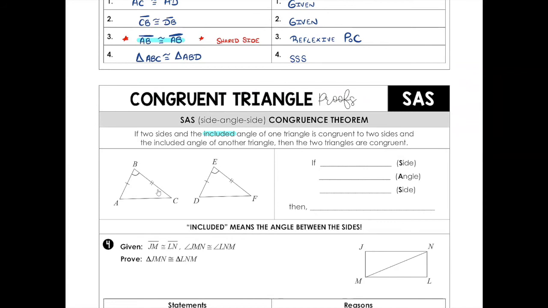If your parents are including you in something, what are you doing? Like if they include you in their dinner plans, y'all are going to dinner together. So an included angle is where my two congruent sides come together. It can't be an estranged angle over here by itself. It needs to be the one where my two sides come together, the one that's in the middle.